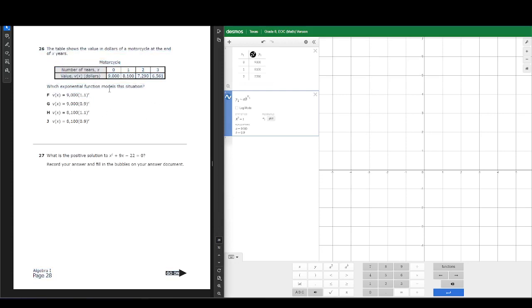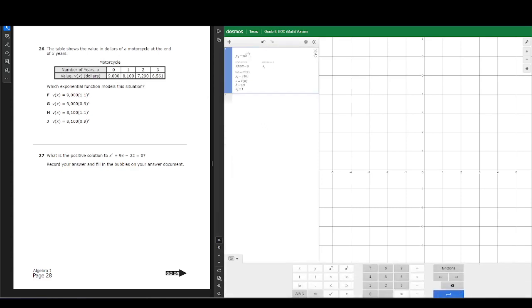In reality, we should be finding our y-intercept using the 0, 9,000 to eliminate h and j. And then we do 8,100 divided by 9,000 to find what we're multiplying by from step to step is 0.9. So that's the proper way, but regression can give us the answer as well.